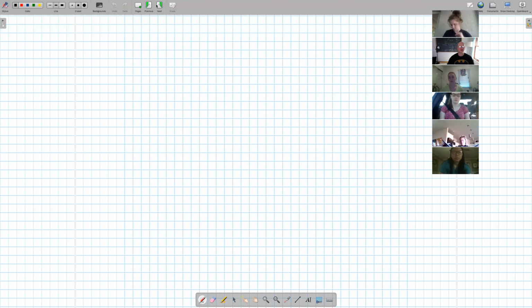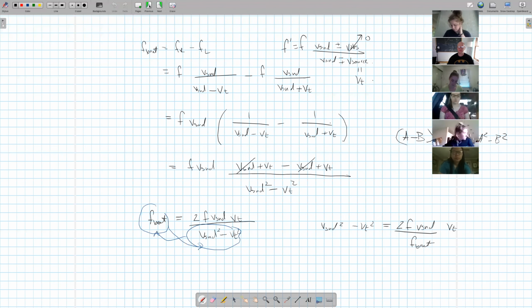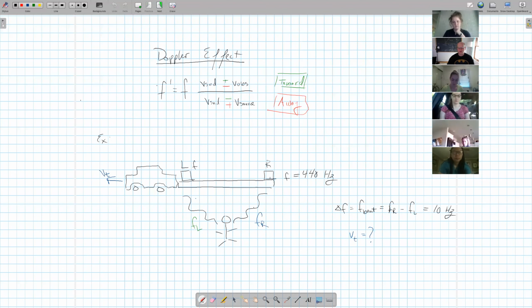Oops, what do I do? Previous. There we go. So again, Doppler shift due to the fact that this one is moving toward and this one is moving away. The difference then gives us that beat frequency.